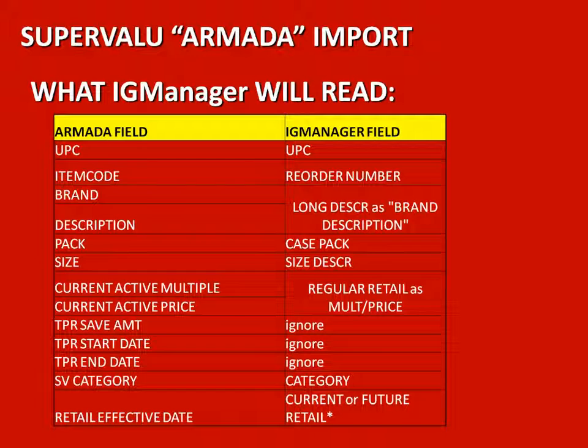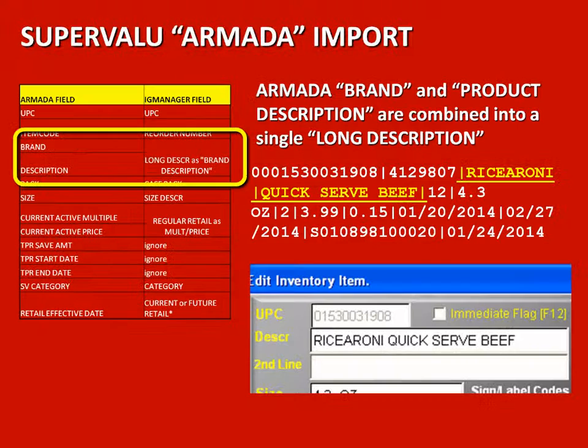Let's go through and see what they give us and what we're going to do with it. First, some of the fields that are just going to go straight over, and those are the obvious ones. The UPC is going to go to the IGManager UPC. Item code is going to go to reorder number. Case pack is case pack, and size is size. Category, we're going to put in category, just like it would from a normal hosting system. There are some other ones we're going to talk about now.